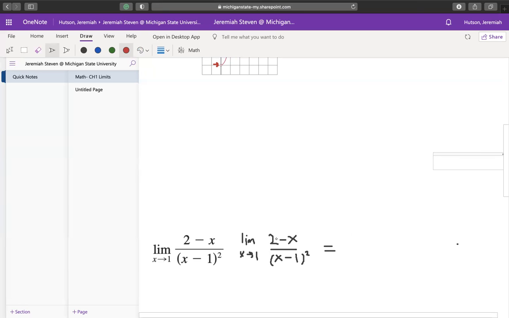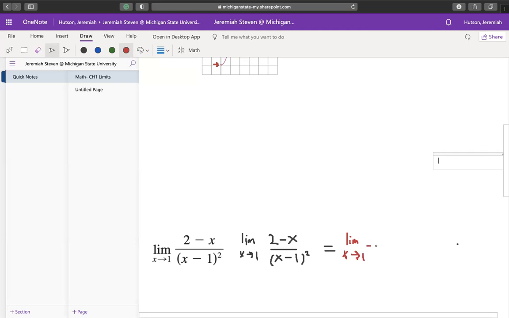And it's useful. Even if you don't know how to solve the limit in the particular fashion that you're supposed to, you can still come up with the answer. So we're looking at the limit as x approaches 1. So this is from the left and right at the same time. And our function is 2 minus x over x minus 1 squared. So I'll write it here. The limit as x approaches 1, from the right and left at the same time.